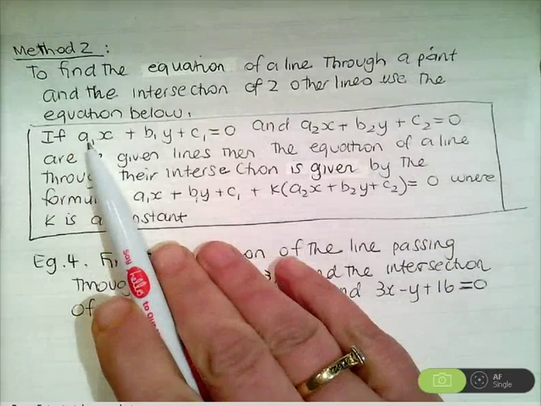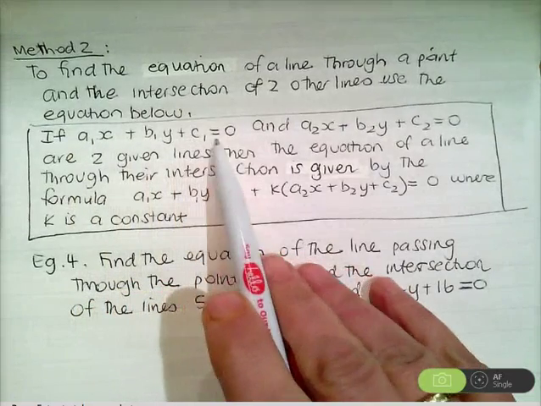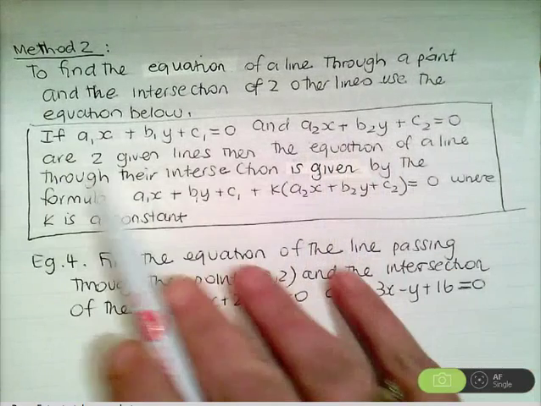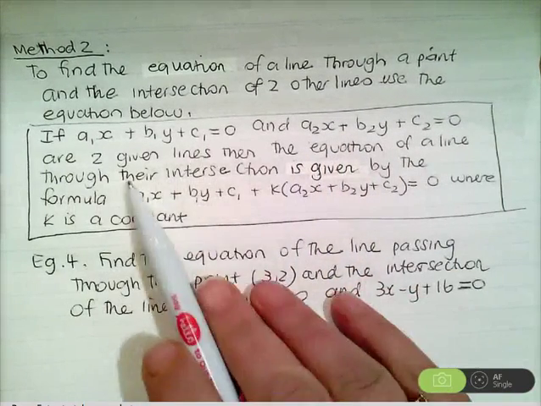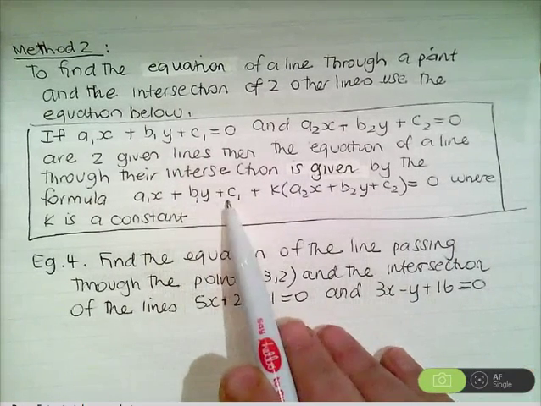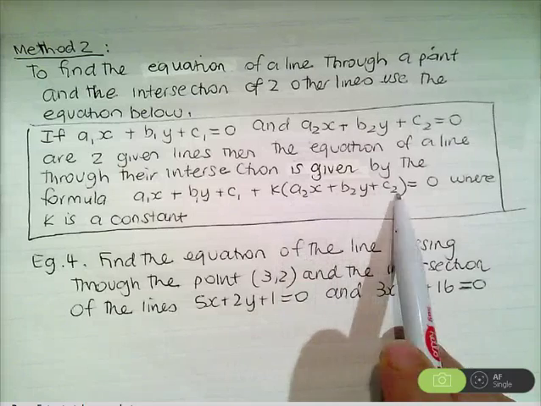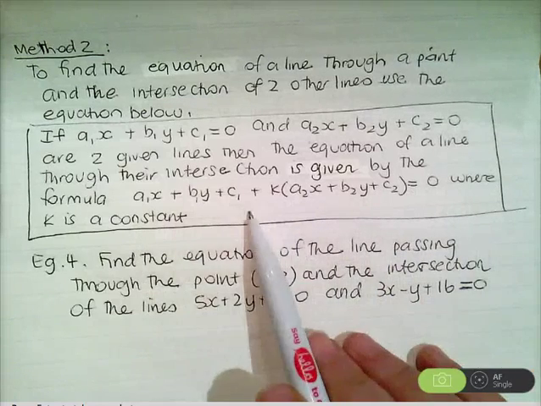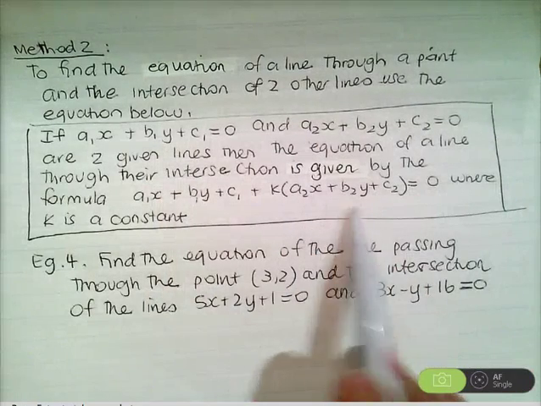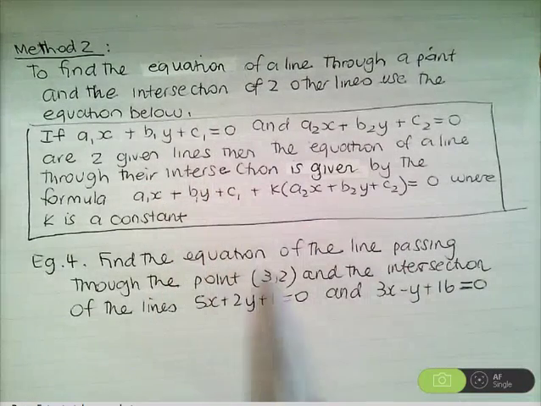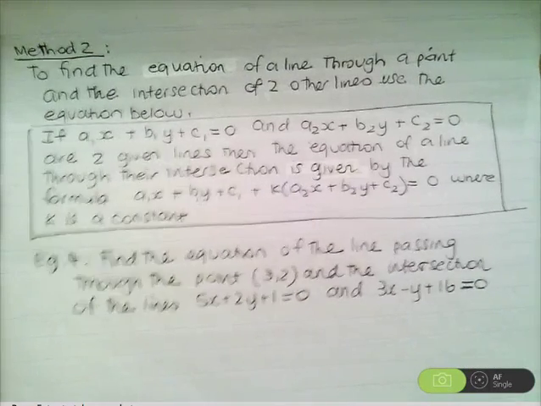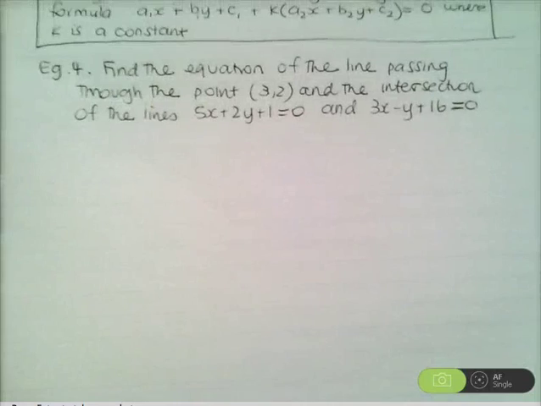So if this line here, a1x plus b1y plus c1 equals 0, and this second equation, a2x plus b2y plus c2 equals 0, are two given lines, then the equation of a line through their intersection is given by this formula. Now notice it's just the first equation plus k times the second equation equals 0, where k is a constant. Now when you write this equation up, so you basically write the two equations up, what we'll do is we'll substitute the point that we're given into the x, y to solve for the k.